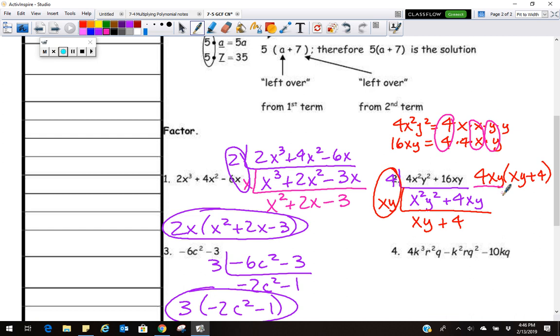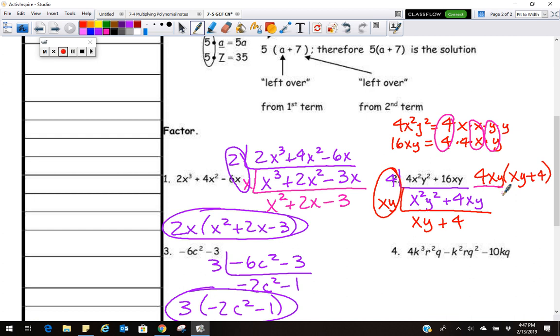You may like it where you expand it. It's really up to you. Sometimes the ones where you expand it get very long, so I would suggest giving the upside down division process a try and see what happens. Okay, that's just a basic introduction to GCF.